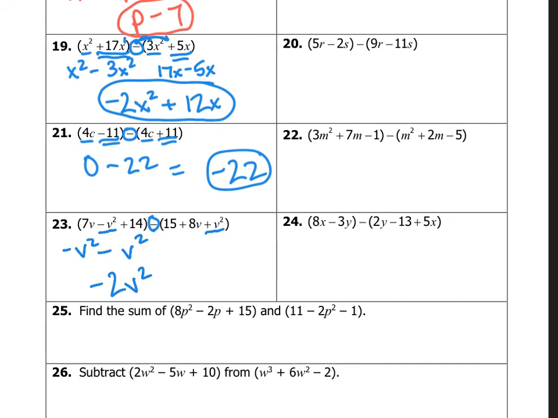All right, now we need to find the next highest exponent. So in this case, 1. So 7v and 8v. That's going to become 7v minus 8v. That's a negative 1v, or in this case, just minus v. And don't forget, last but not least, we have to combine the constants. So we're going to have to take 14 and subtract 15. That's a negative 1.